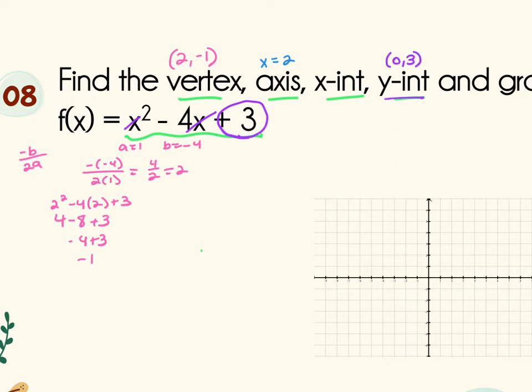To find the x-intercepts, we're going to take our equation, 0 equals x squared minus 4x plus 3, and see if we can factor it. So are there factors of positive 3 that sum to -4? There are. X minus 3 and x minus 1. Set them each equal to 0. And I get x equals 3 and x equals 1. So my x-intercepts are 3, 0 and 1, 0.